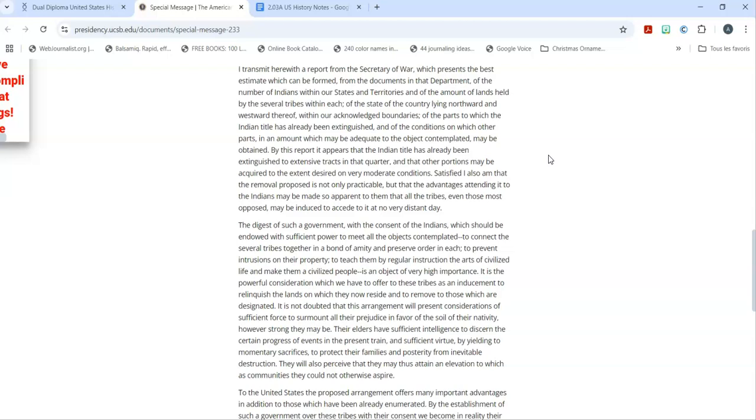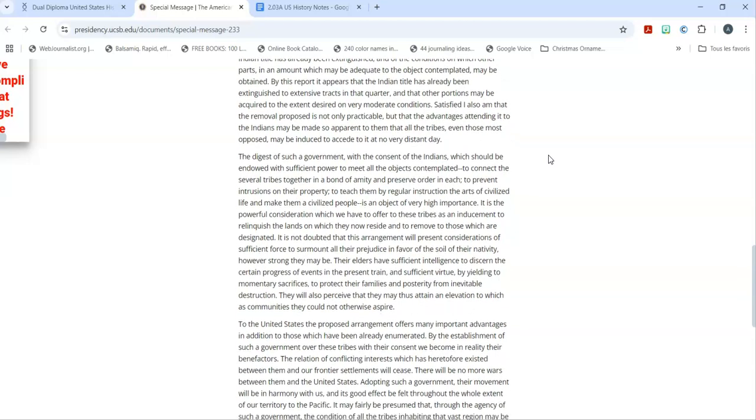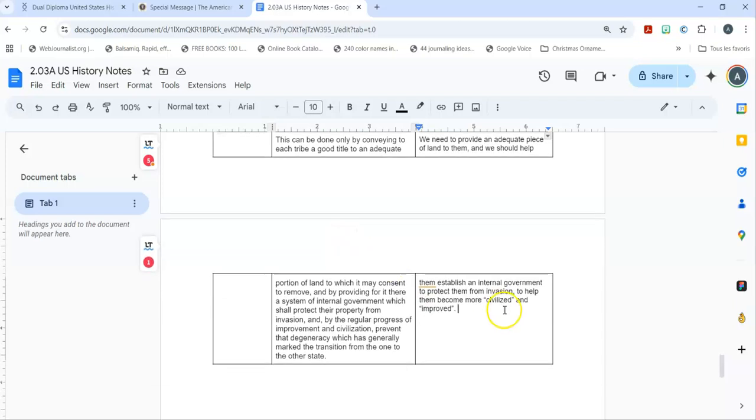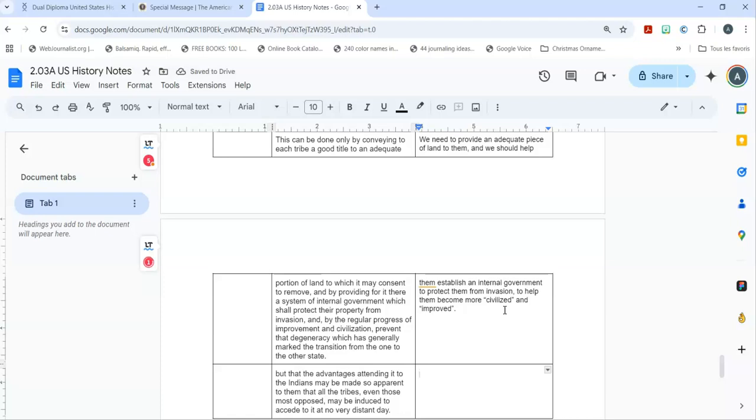By this report, it appears that the Indian title has already been extinguished to extensive tracts in that quarter, and that other portions may be acquired to the extent desired on very moderate conditions. Satisfied I also am that the removal proposed is not only practical, but that the advantages attending to it, the Indians, may be made so apparent to them that all the tribes, even those most opposed, may be induced to accede to it at no very distant day. He's saying, like, that the people are going to see that there are so many advantages to moving that they're not even going to disagree. They're going to be like, all right, that sounds good, let's move.